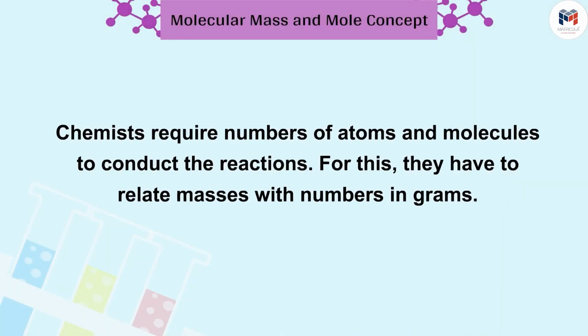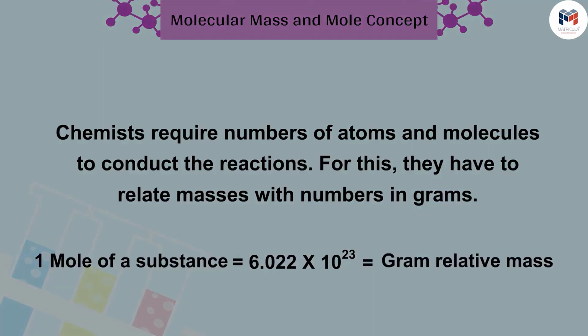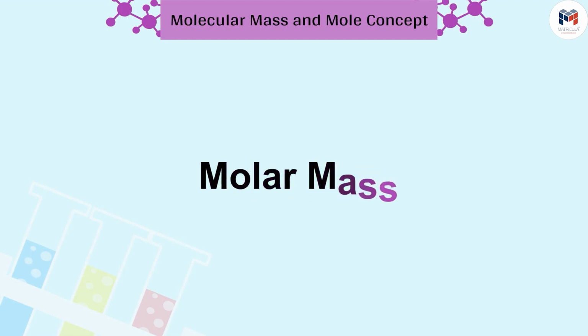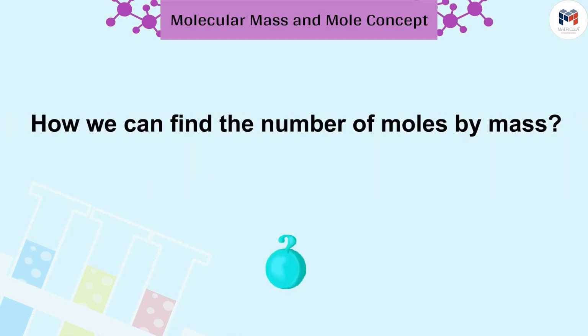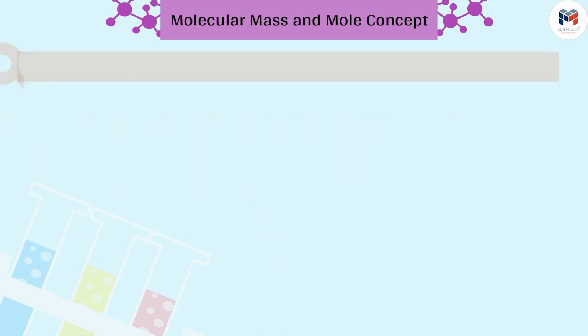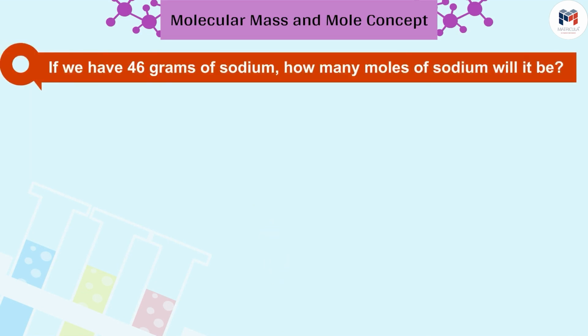Chemists require numbers of atoms and molecules to conduct the reactions. For this, they have to relate masses with numbers in grams. Let's do this as follows. Let us now learn to solve some questions based on molar mass. Let us first see how we can find the number of moles by mass. If we have 46 grams of sodium, how many moles of sodium will it be?